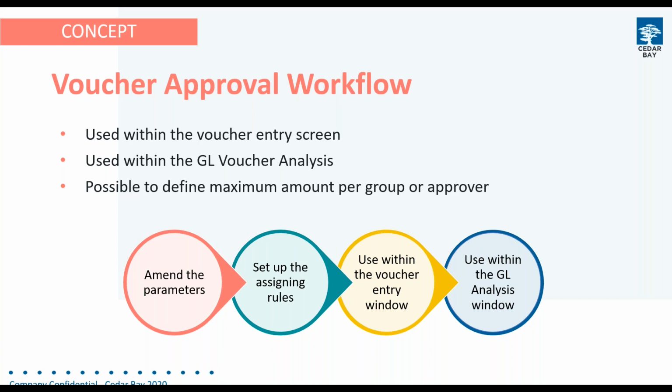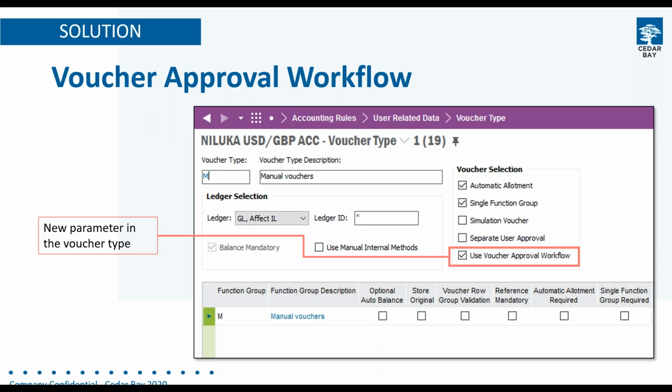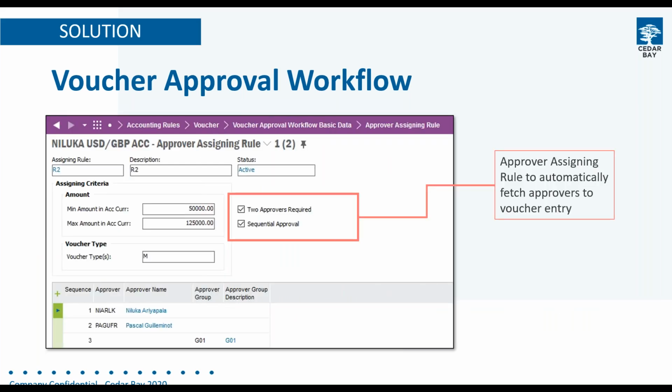So what we'll do is we'll go through the process within IFS so you can see how this works. Now, first and foremost, we tick a small checkbox against the voucher type. By doing this, we essentially enable the capability of being able to set approval rules. Without doing this, we wouldn't be able to set up a rule in the first place. This new checkbox is a new parameter within the voucher type screen. So this parameter allows us to go ahead and set up approval rules.